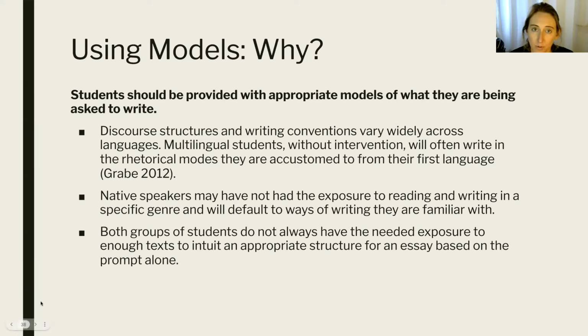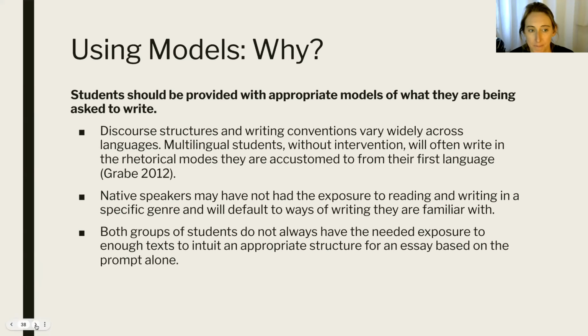And then ultimately, both groups of students don't always have the needed exposure to enough text to intuit the appropriate structure for an essay just based on the prompt alone. So this kind of builds off Rebecca's activity about unpacking the prompt, with not only having them analyze the prompt, but then also giving them examples of what we might expect of them.